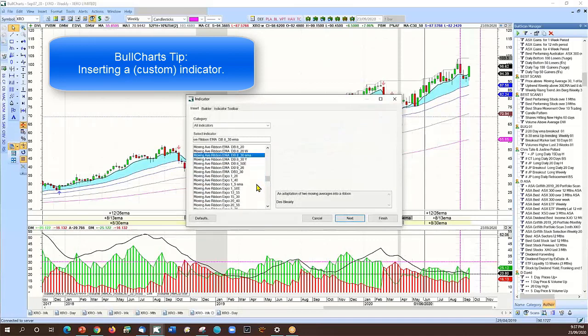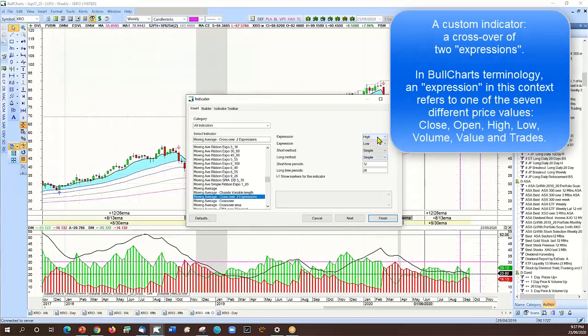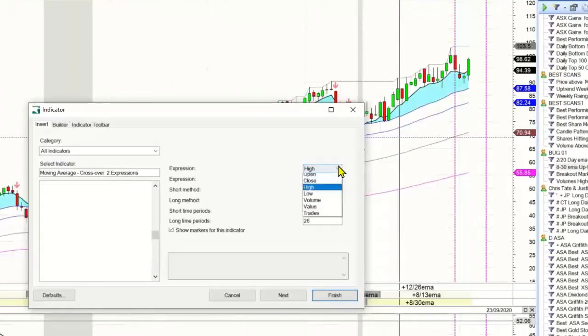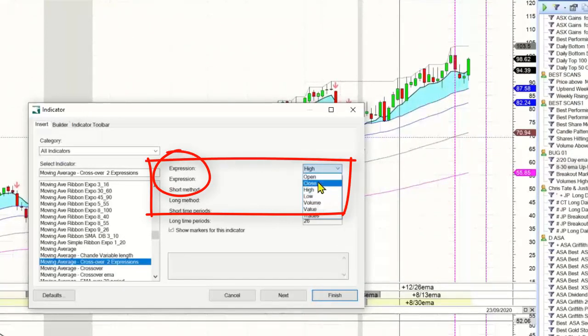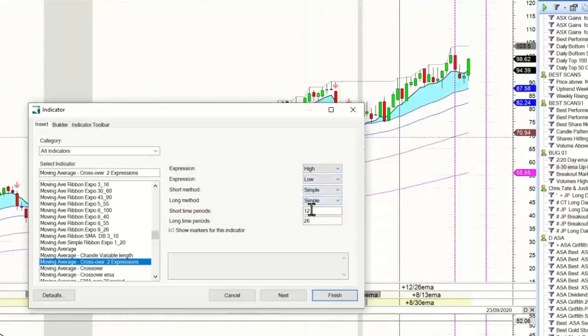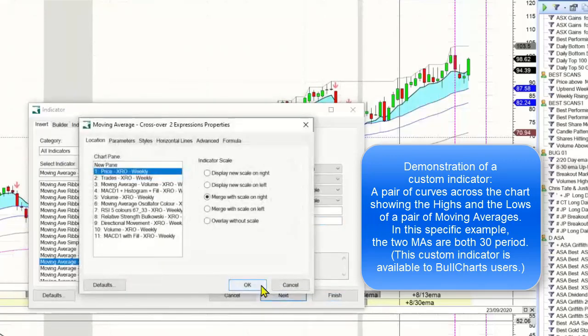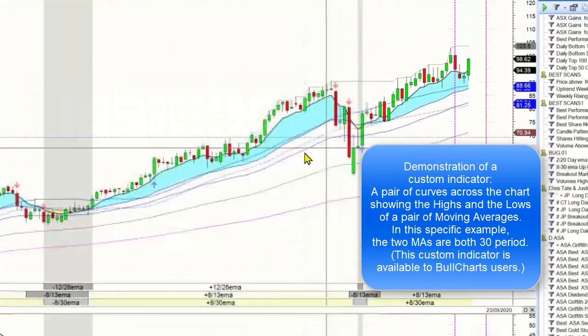This indicator simply crosses over two expressions. You can have a high, low, simple, and you can enter all of the various things. For example, generally I use close, but you can put in a high and a low, simple of say 30. I'll just demonstrate this. You may not want to do this, but I make the base 30, say next, and I'm going to put it on price. It's going to superimpose it on it.